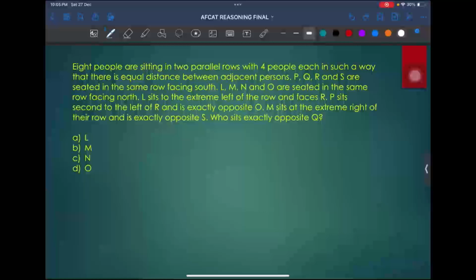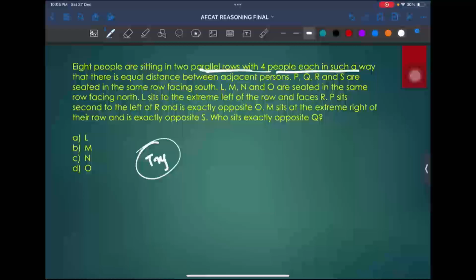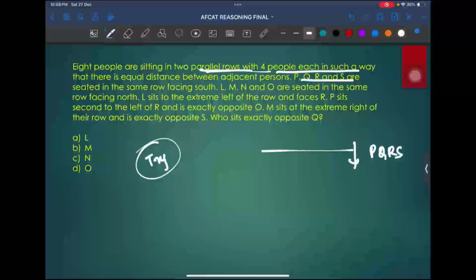Okay, it's already done. Try to solve this question fast. It's in a parallel row bench. There are 4 people on each side. P, Q, R, S are sitting on one side, facing towards south, in the sense down. L, M and O are sitting towards north.